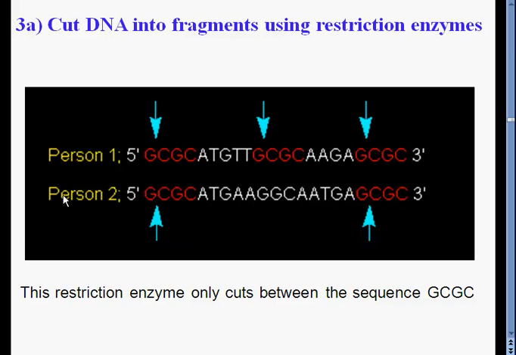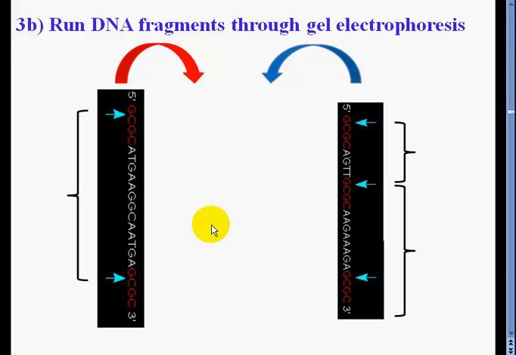Now, because person 1 and person 2 have different DNA sequences, the restriction enzyme will actually cut person 1 DNA 3 times, giving us these 2 fragments. But the restriction enzyme will only cut person 2's DNA twice, giving us 1 fragment. And again, that's because 2 different people have different sequences of DNA, meaning when you mix that DNA with the restriction enzyme, you're going to get different sized fragments. So now that we've got different sized fragments, what do we do with them? Well, we're going to put them in the gel and run those fragments through the gel.